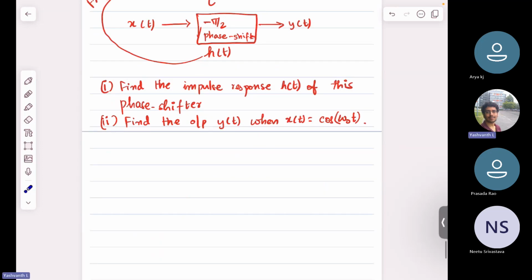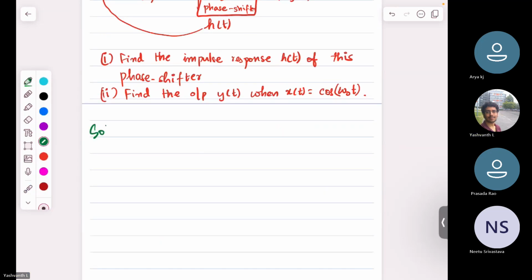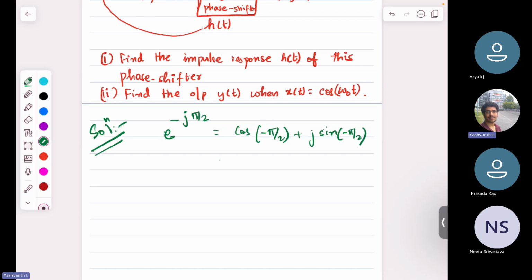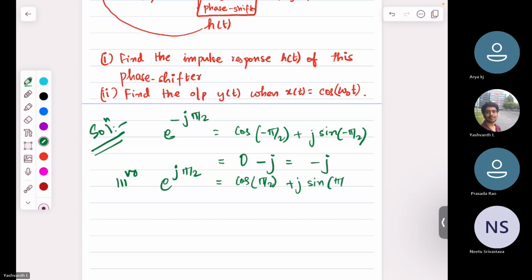Okay, let's do the solution. Let's simplify a bit. What is e power minus j pi by 2? It's nothing but cos minus pi by 2 plus j sine minus pi by 2, which is 0 minus j, equal to minus j. Similarly, e power j pi by 2 is cos pi by 2 plus j sine pi by 2, which is 0 plus j, equal to j.